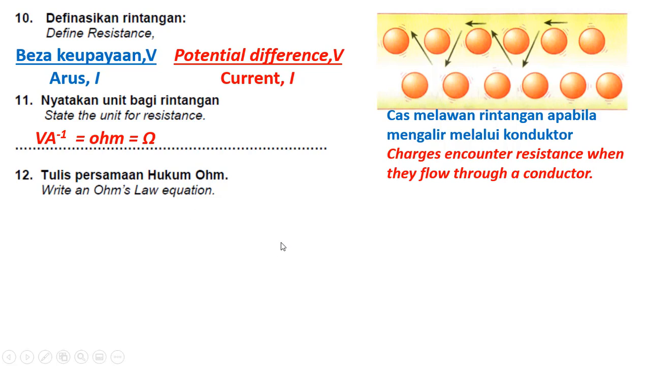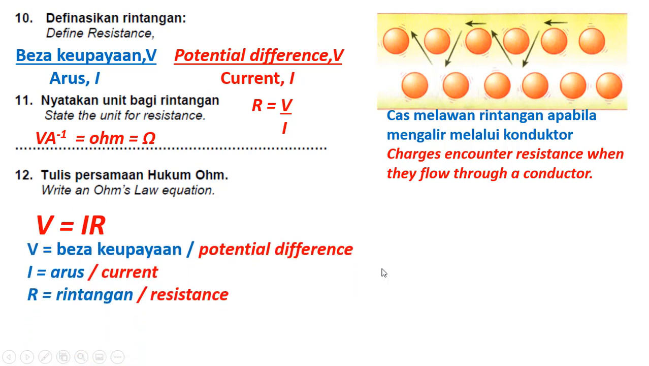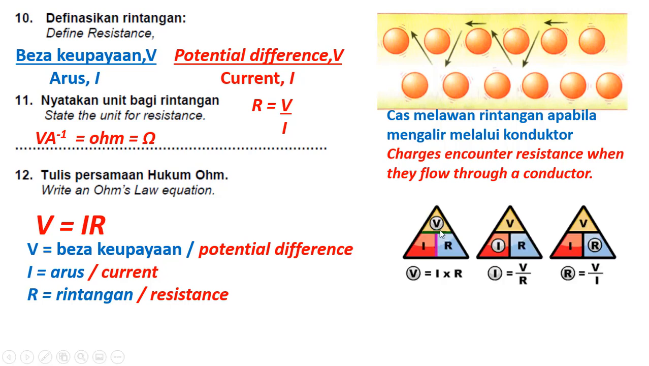Write an Ohm's law equation. We have the formula just now: V over I equals R. So we have R equals V over I, and we have V equals IR. So this is the equation for Ohm's law, where V is potential difference, I is current, and R is resistance. We have a magic triangle in order for us to use the formula.